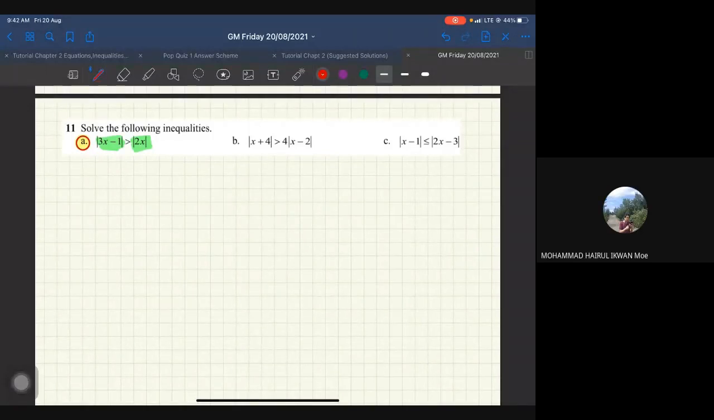Okay, so saya buat yang belah kiri ni, yang A ni dia. So you will have 3x minus 1 square and then greater than 2x square. Okay, so expand macam biasa. So you will have 9x square minus 6x plus 1 greater than 4x square. Kita tinggal square kat sini. Okay, so kumpulkan everything on the left hand side. So you will have 5x square minus 6x plus 1 greater than 0.